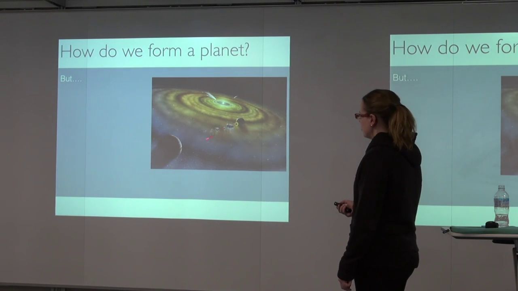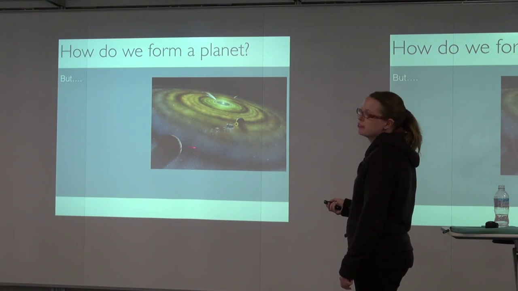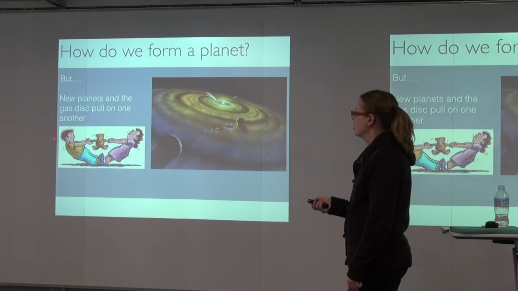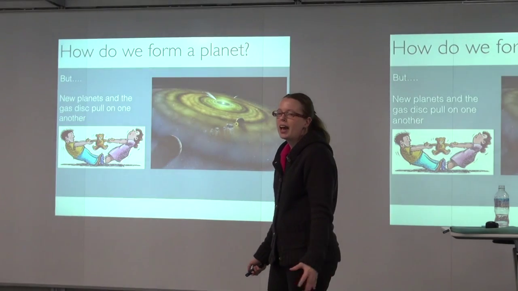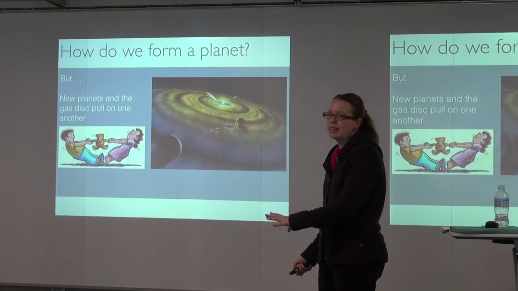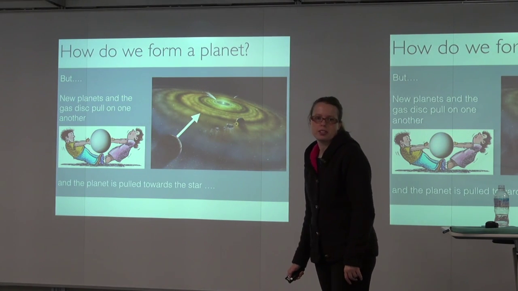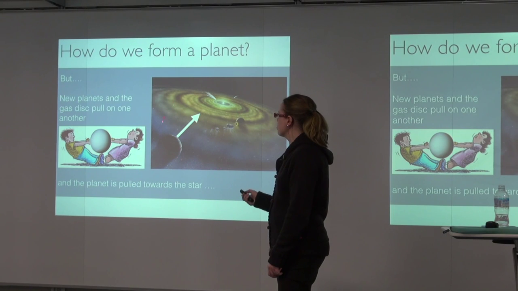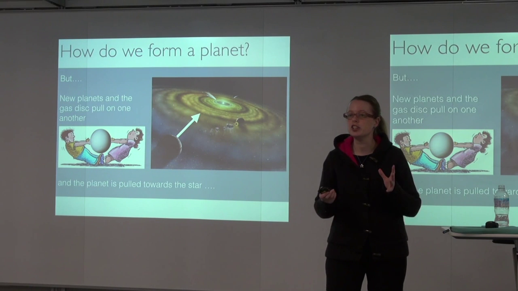So, when the planet is forming into a round object, there's still a lot of gas left around the star. And this gives the planet some problems. The planet and the gas disk start pulling on one another. It's like feeling a drag force as you run through a high wind. And this drag force starts to pull the planet towards the star, which is rather unfortunate since stars are very hot and we don't really want to end up crashing into one. And in fact, this process can happen so fast, it's very surprising that our planet did not run into the sun.